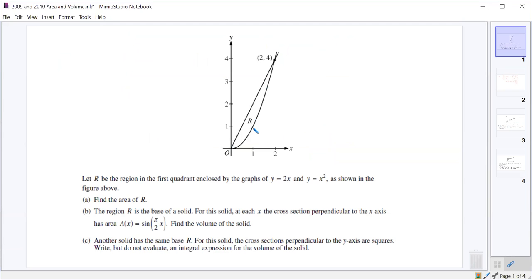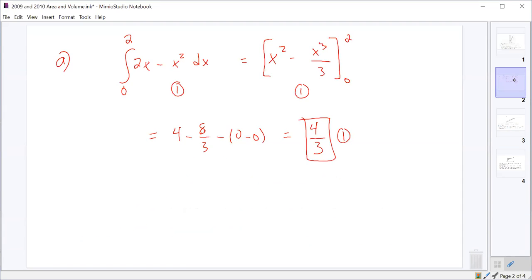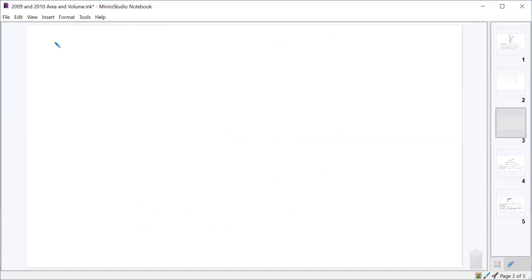That's fine. Okay, so for part B, it says that we've now got a solid that has this region as its base, and that the cross sections perpendicular to the x-axis have this area. It doesn't say what shape they are, but it gives us a formula for the area. So all we should need to do is integrate that area times the thickness of each of those cross sections, which will be dx cross sections. So we'll integrate from 0 to 2 this area function times dx.